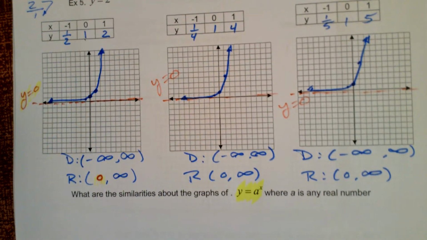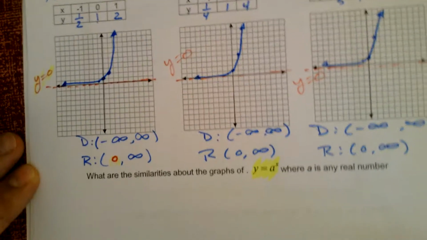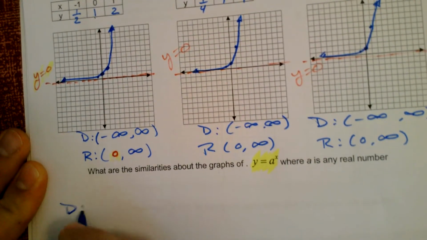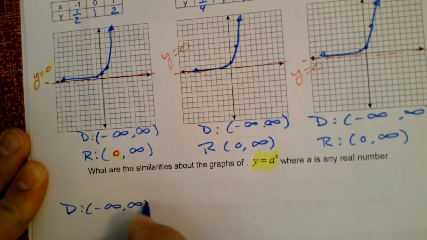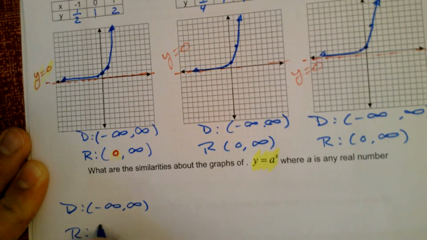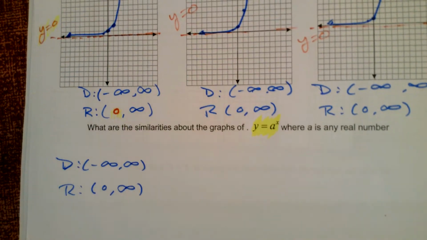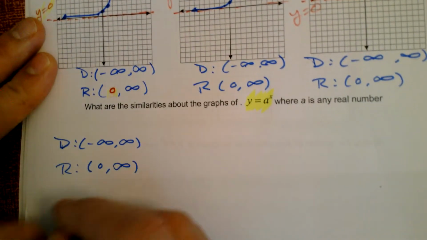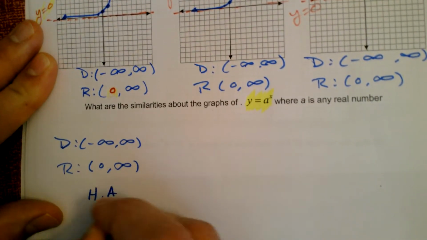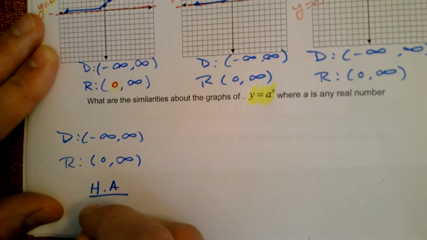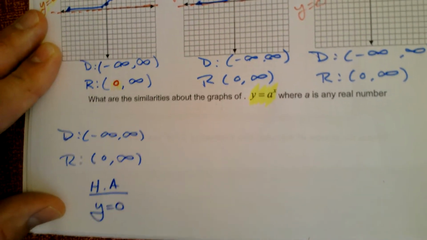The same domain and range. Yeah, my domain and range are going to be the same, right? Domain is always all reals, -infinity to infinity, and my range is always from my asymptote to infinity. My asymptote is another thing they have in common. So my HA, for short, horizontal asymptote, is y equals 0.